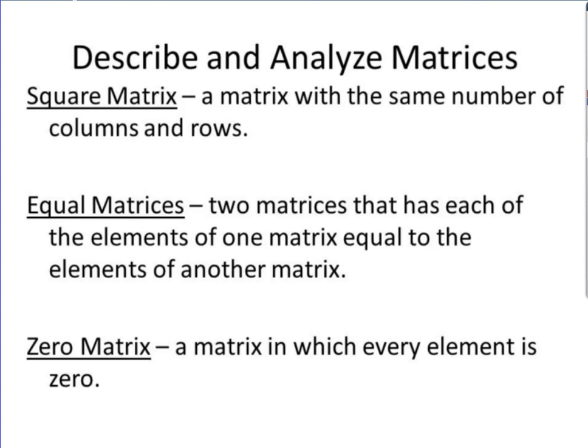A square matrix is a matrix with the same number of columns and rows. It should look like a square. Equal matrices are 2 matrices that have each of the elements of one matrix equal to each of the elements of the other matrix. And a zero matrix is a matrix in which every element is 0.